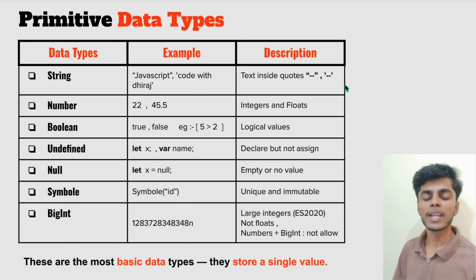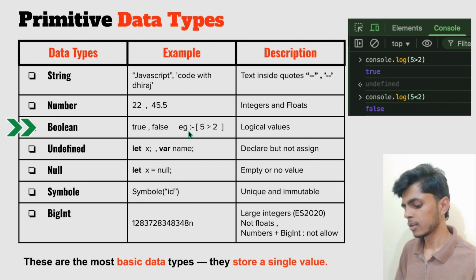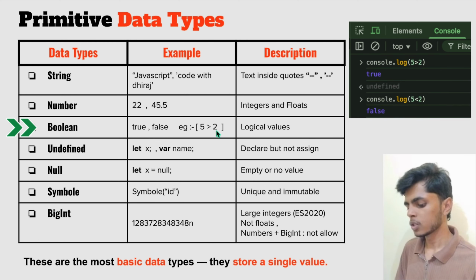Our next data type is boolean. It is used when we need a comparison, conditional statement, or logical values. It has fixed values, true and false. Like 5 is greater than 2, so it returns true. If we change the symbol and write 5 is less than 2, it returns false.